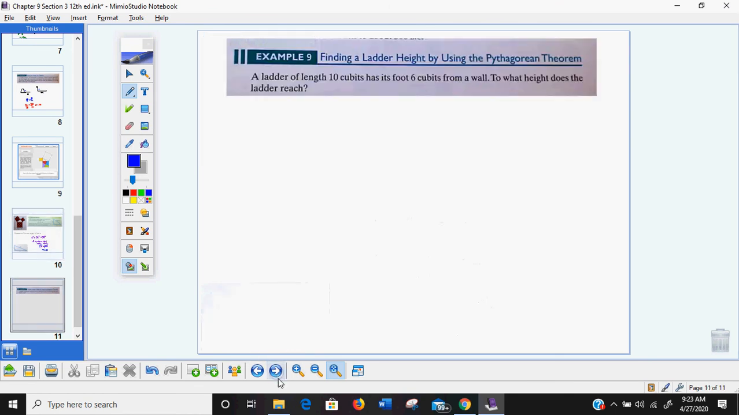Let's look at another one. This one's a word problem. It says a ladder of a length of 10 cubits has its foot 6 cubits from a wall. Okay, so let's draw this. So here's our wall. And we have this ladder. So this is our ladder here. I can't draw very well, but so we've got our ladder.